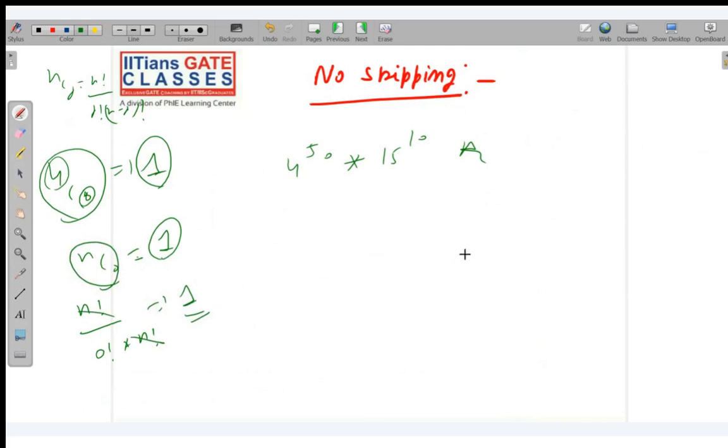Yes. So no skipping. This is the answer. 4 power 50 into 15 power 10. Please take snapshot. I will jump to the next slide. I'm jumping now. Yeah. Yes. Okay.